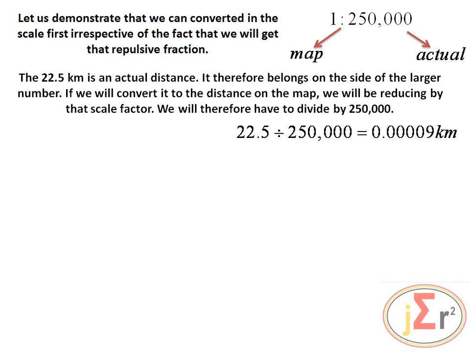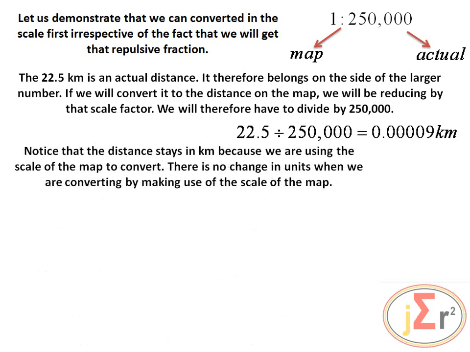Because as a matter of fact, we can do any one that we please, as we are demonstrating here, that any one that we choose, we will arrive at the same answer. So let us go straight ahead and divide by that 250,000, and we get that fraction that we were running away from.